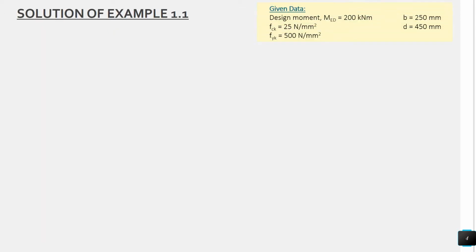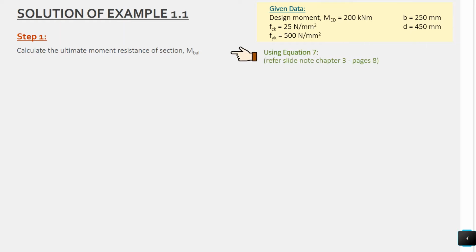Let's do it. Solution of example 1.1. Step 1. Calculate the ultimate moment resistance of section, M bal, using equation 7. Refer to slide note chapter 3, page 8. M bal equals 0.167 fck b d squared. And substitute information in the equation: 0.167 times 25 times 250 times 450 squared.